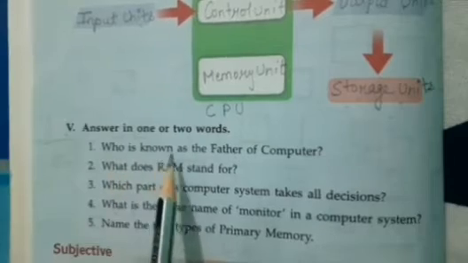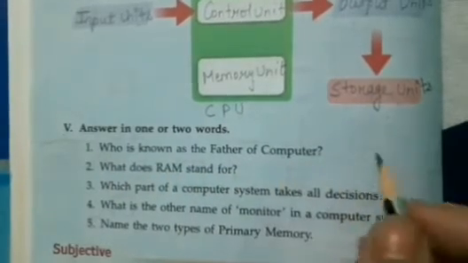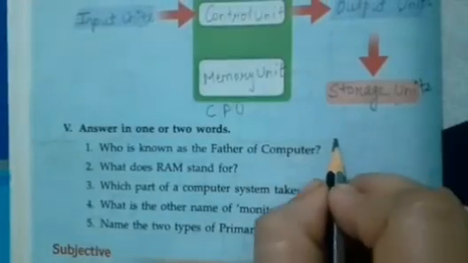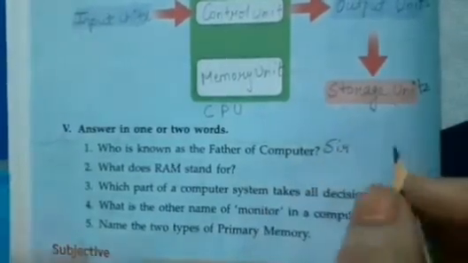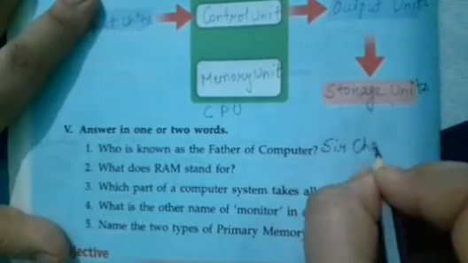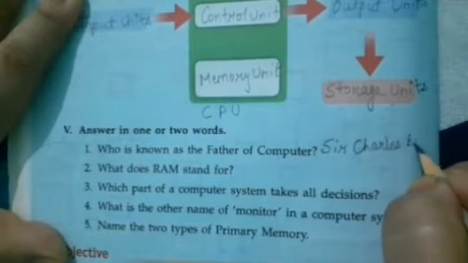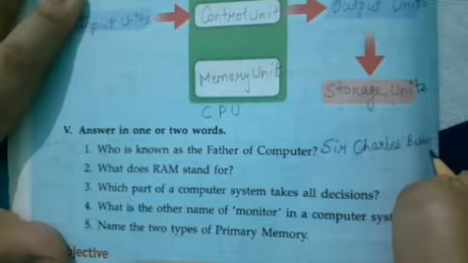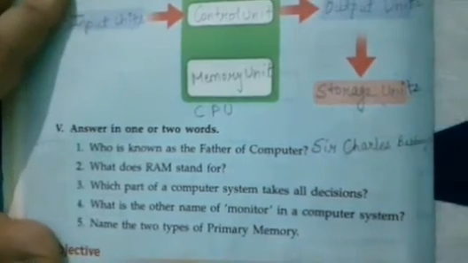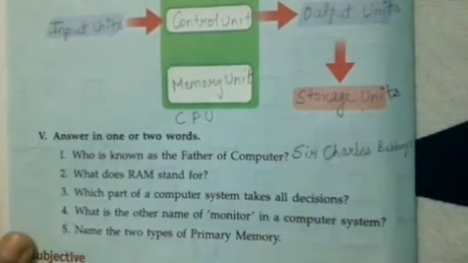Question number 1. Who is known as the father of computer? Children, it is a very easy answer. Sir Charles Babbage. Who is known as the father of a computer? Yes, Sir Charles Babbage. B-A-B-B-A-G-E. Sir Charles Babbage. Okay.